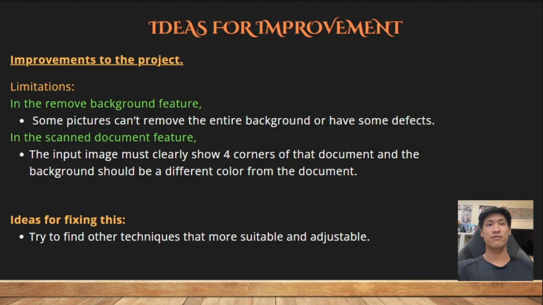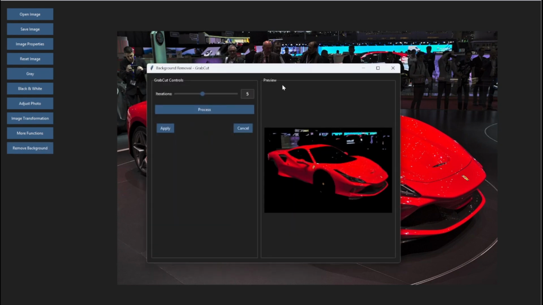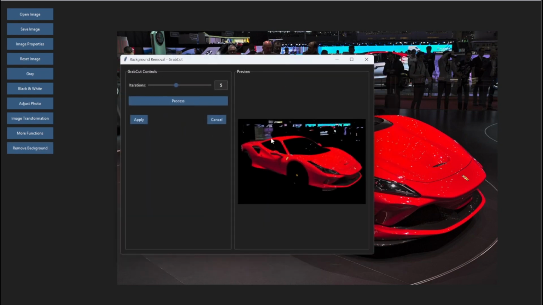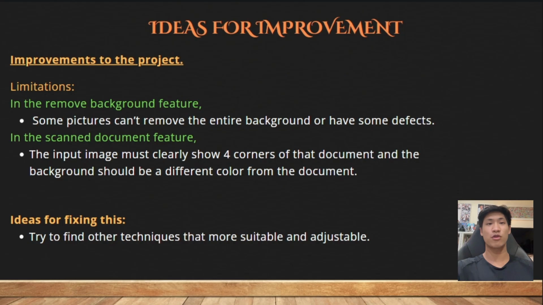Now let's talk about the ideas for improvement. While our project is functional, there are still some limitations we've encountered. One issue is with the remove background feature. In some cases, the program doesn't fully remove the background or leaves behind unwanted artifacts. This means that certain images don't process correctly, especially if the background is too complex.